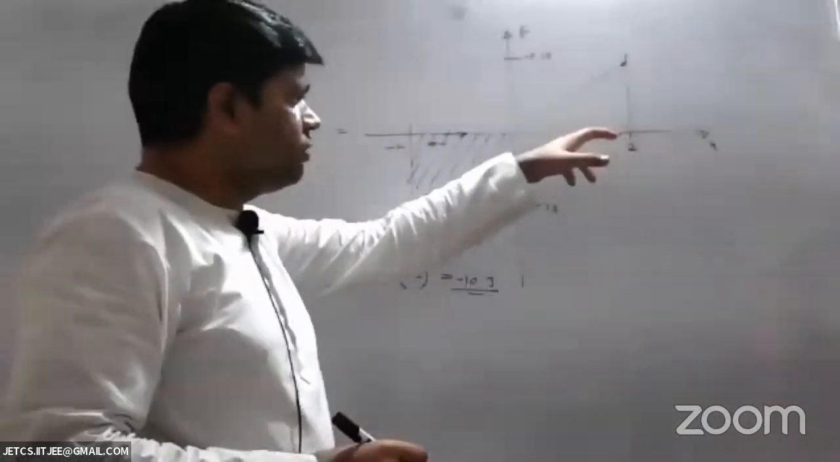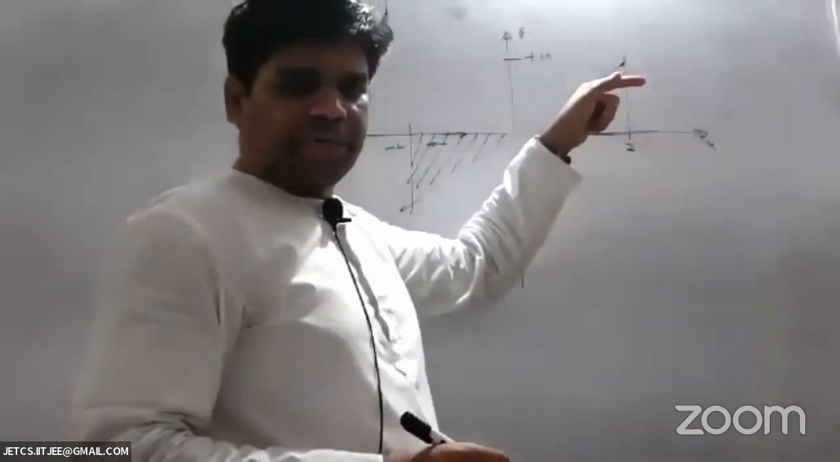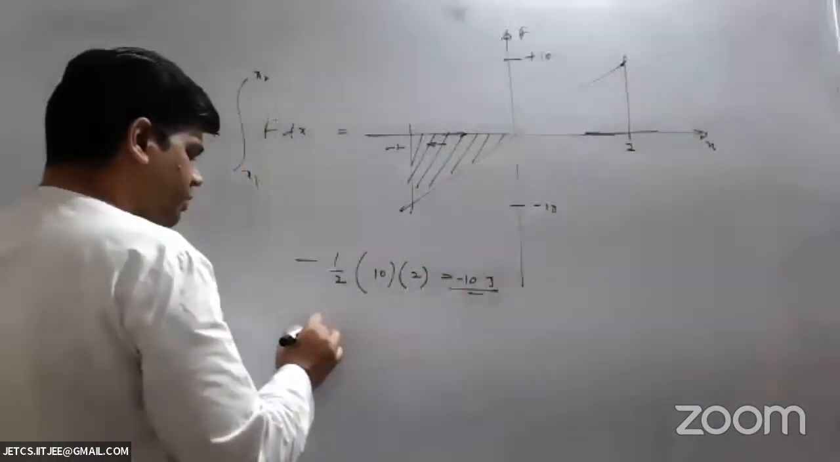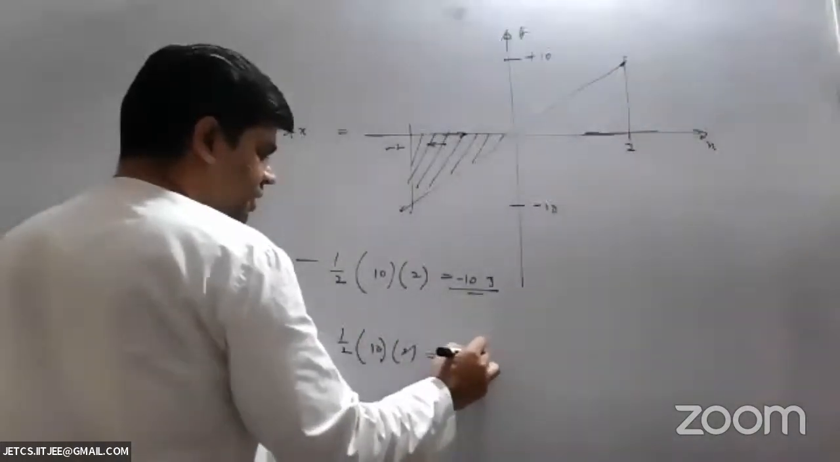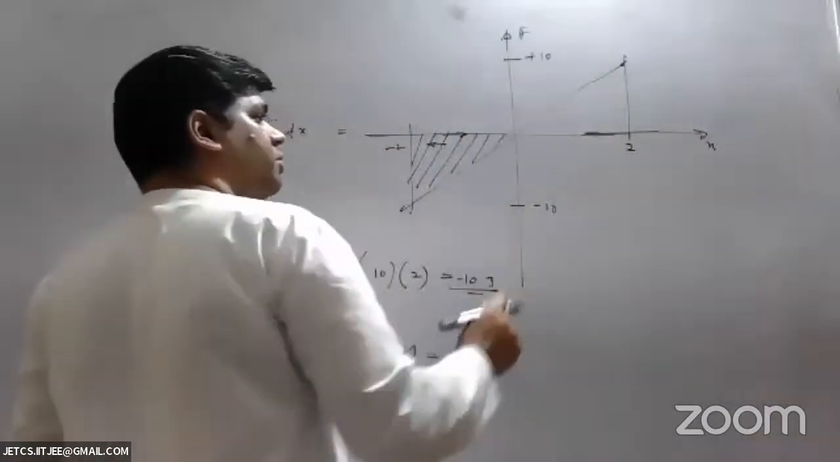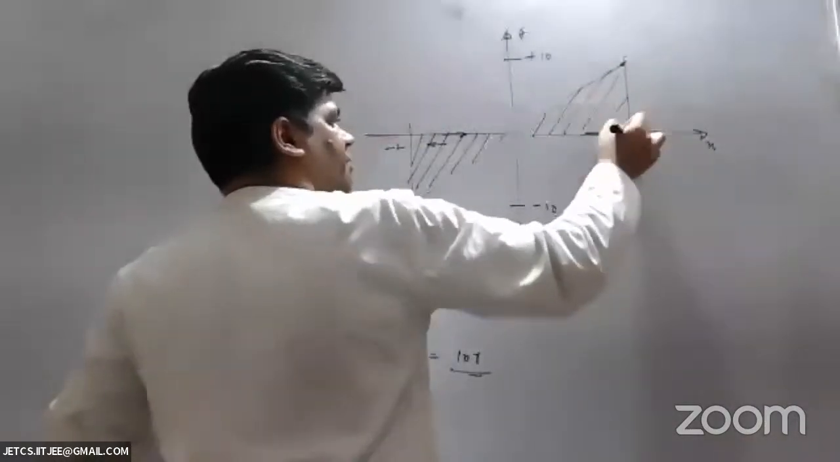When it goes from 0 to 2, my displacement is positive, and my force is also towards the right, positive. So the angle between them is 0, and work done will be positive. Half times 10 times 2, again 10 joules, positive 10 joules. If I ask what's the work done from -2 to 2? It is 0, because the area under the graph is 0.